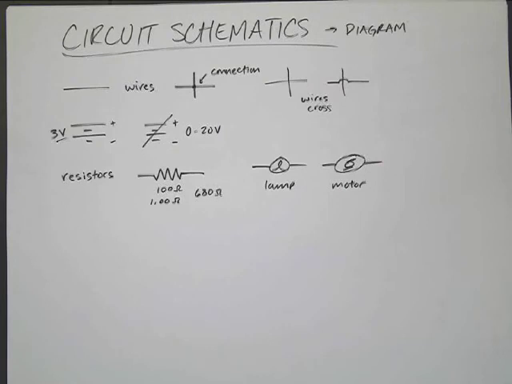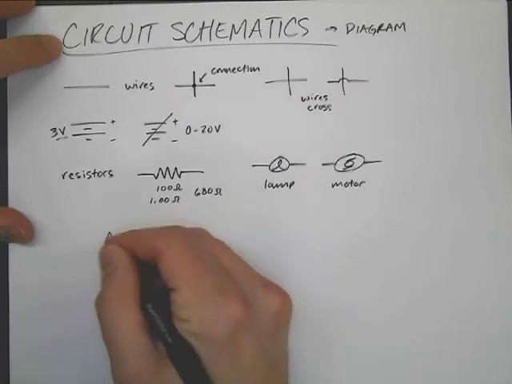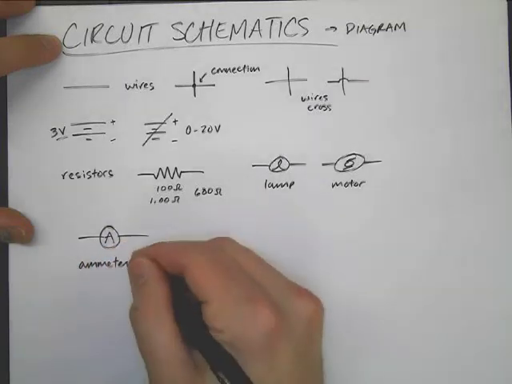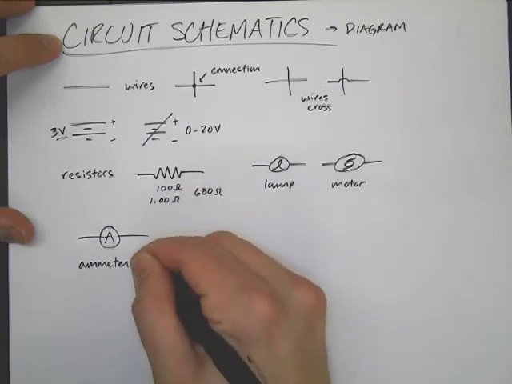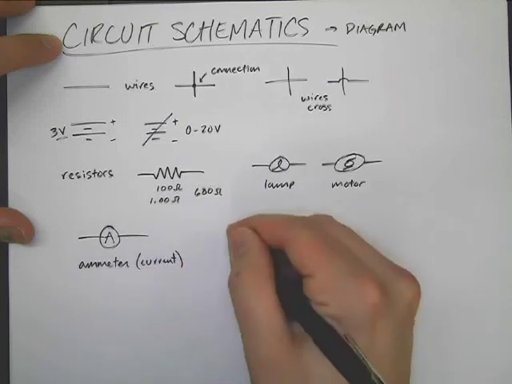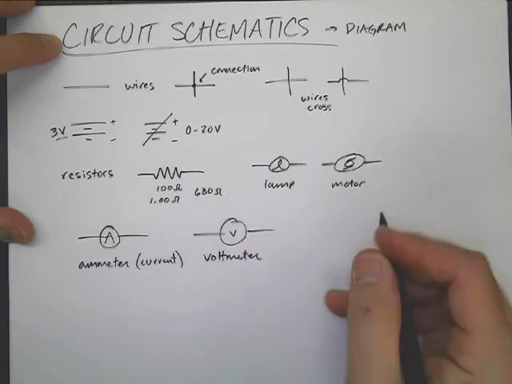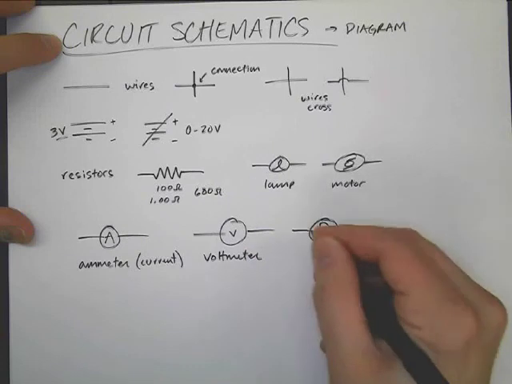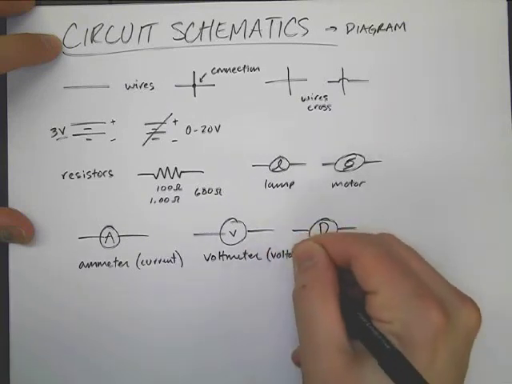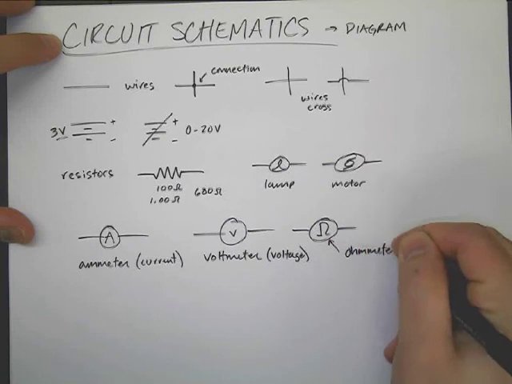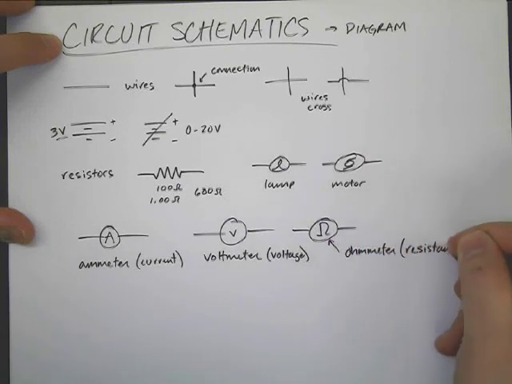Then you also have the different meters that you can connect to measure different aspects of your circuit. So we could have an ammeter to measure current, which is just the A with the circle around it. Voltmeter to measure voltage. And your ohmmeter, which is the omega symbol, to measure resistance.